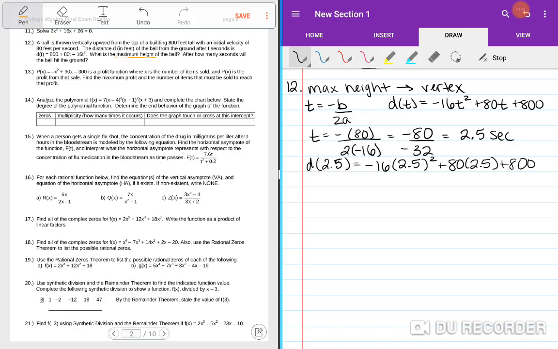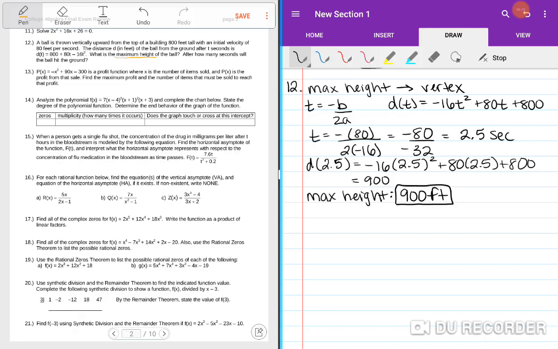So let's see what we get here. All right, I get 900. So here we go. So this says that the maximum height is 900 feet. Okay, that's the first question that was asked here.